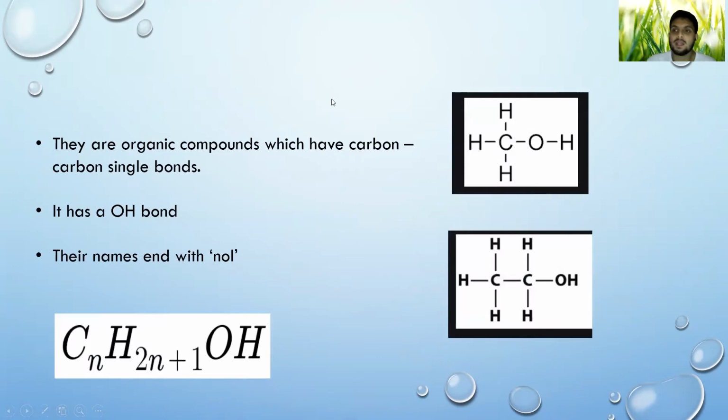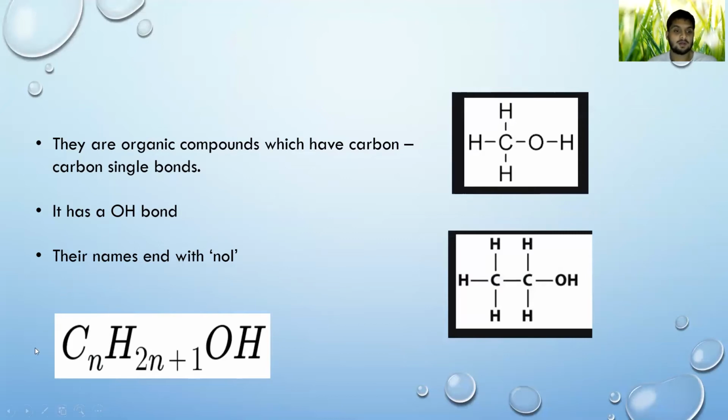All right. So these alcohols are organic compounds, as I said earlier, which have carbon-carbon single bonds. So they don't have carbon-carbon double bonds like in alkenes, but similar to alkanes, they have single carbon-carbon bonds. The most unique feature of this is that it has an OH bond. That's the bond that gives it its unique feature of being an alcohol.